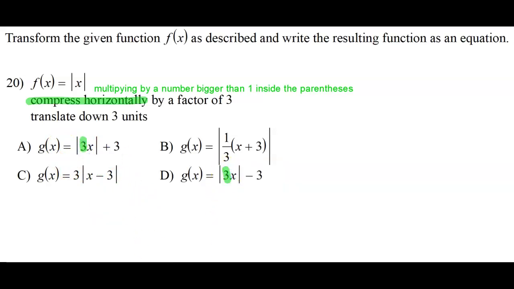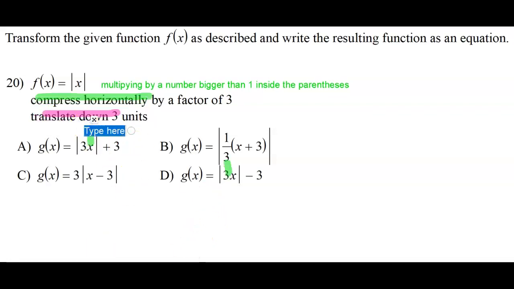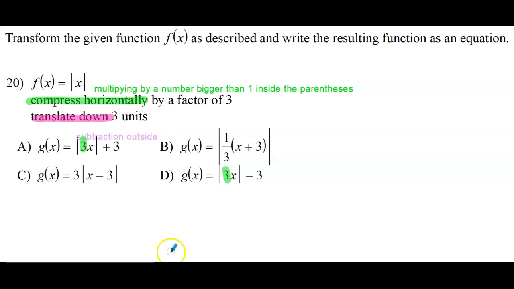Okay. Now, we want to look at the other transformation that's present. They also tell us that we're translating down. Now, translating down means that we are subtracting a number outside of the parentheses. So let's see if we can find where that one would be located. So out of these two options, which one has a minus outside the parentheses? That would be this one. And therefore, we know that D must be the answer.